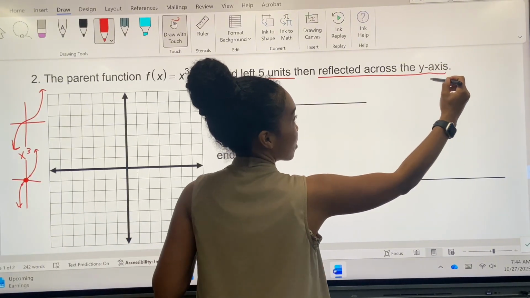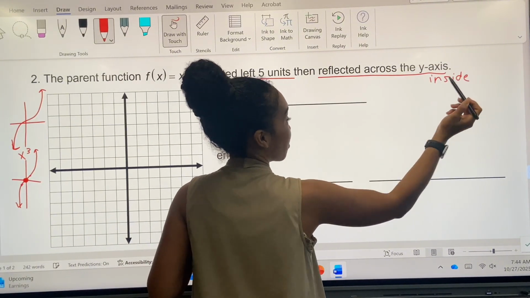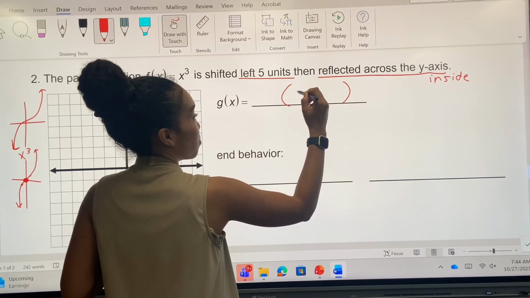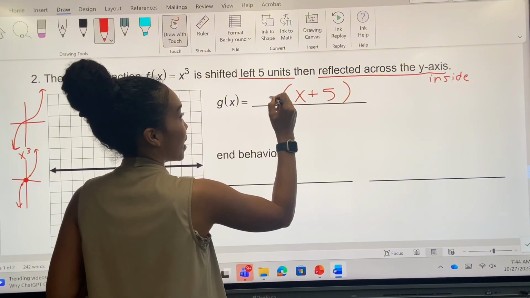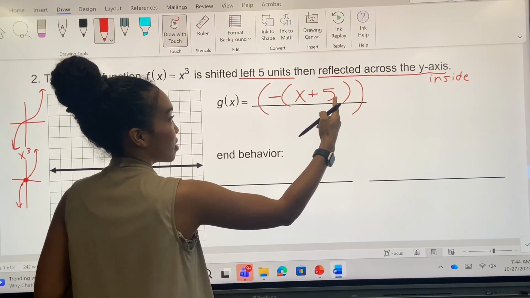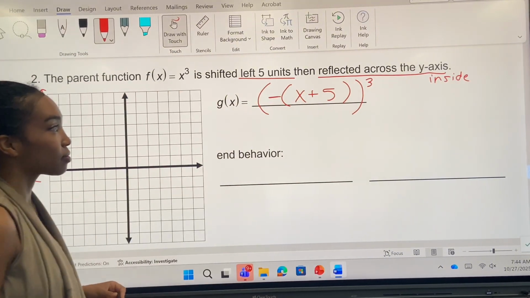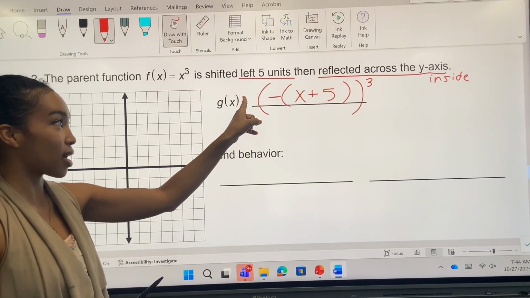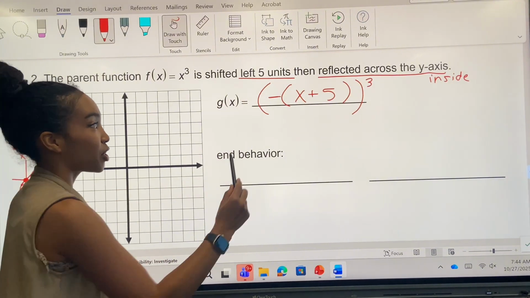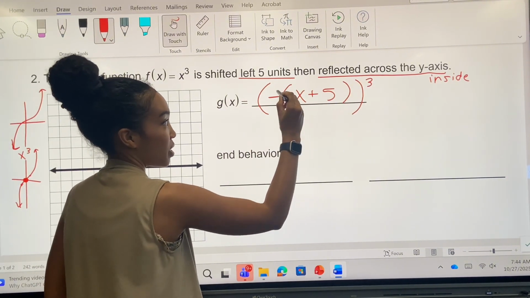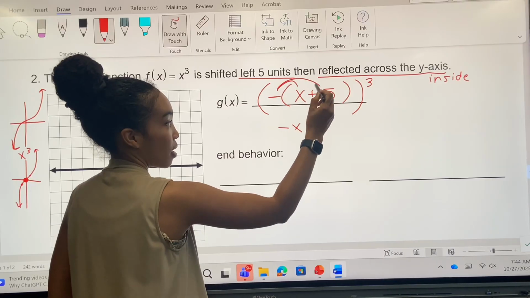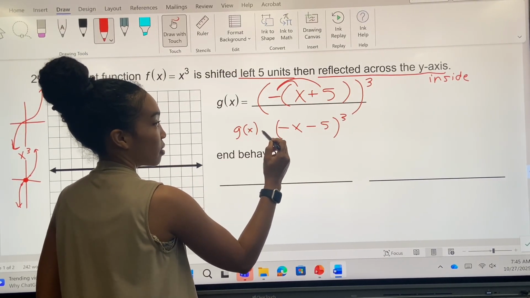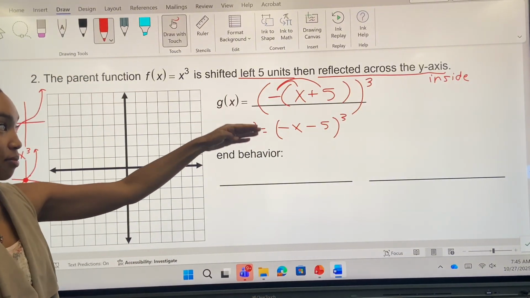Remember, if it's the y-axis, this will be inside of the parentheses, okay? So you have, it went left 5 units, so that would be x plus 5, and a negative, make sure it's inside of parentheses, and then it's cubed. So that's what your equation should look like. The negative is inside, not outside. Okay, now you can also distribute this. This would be negative x minus 5 cubed. You could also write it like this. So either way you write it is fine, okay?